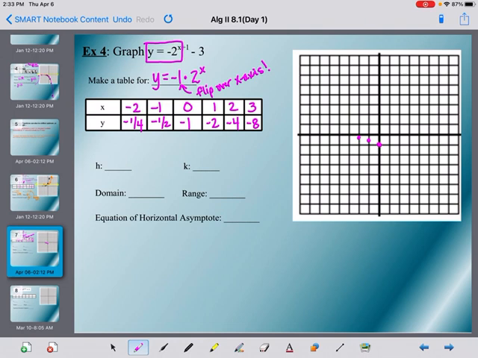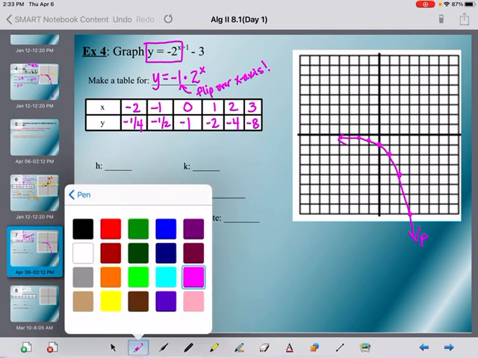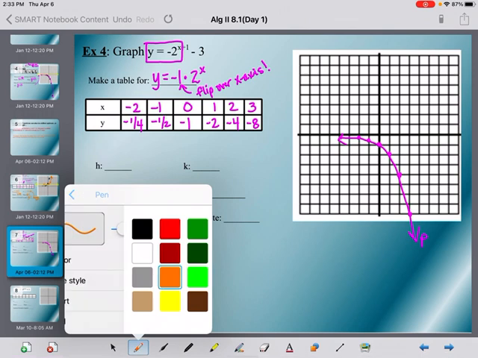When x is 1, y is -2. When x is 2, y is -4. And when x is 3, y is -8. So there are the points for my parent graph. And so I will label this P for parent. But now I have to do my shifts. So I have to go back and look at my equation.